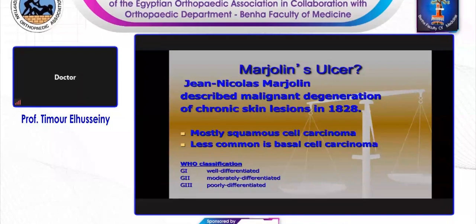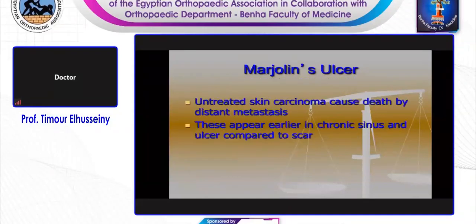In recent days, the WHO classification puts the microscopic picture of squamous cell carcinoma at 3 levels. Grade 1 is well differentiated, grade 2 moderately differentiated, and grade 3 poorly differentiated. An untreated skin carcinoma will cause death by distant metastasis. It's a slow killer. This appeared earlier in chronic sinuses and in ulcers compared to scars.